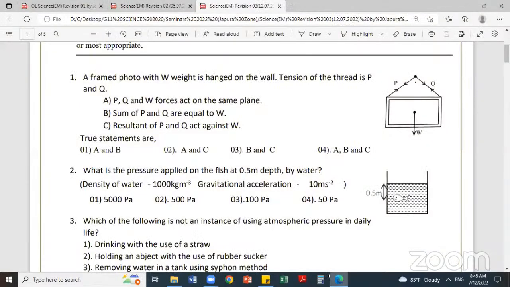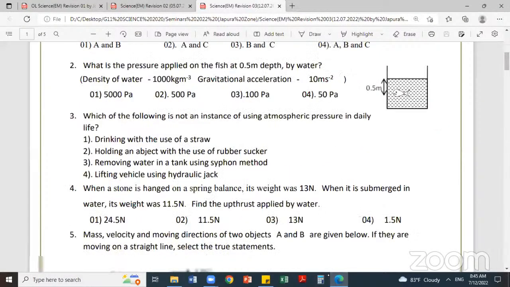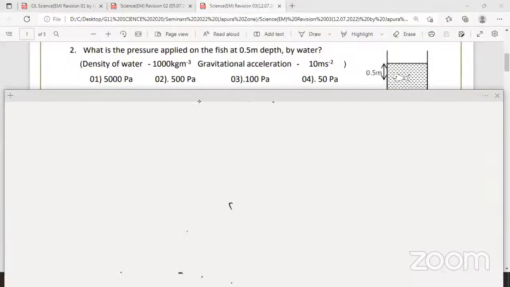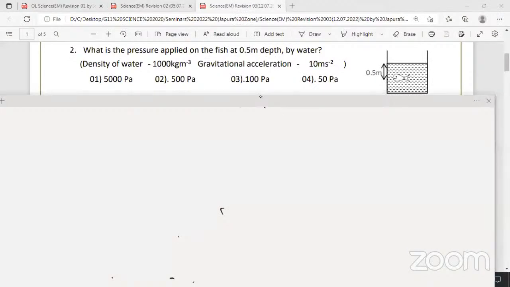Question number 2. What is the pressure applied on the fish at 0.5 meters depth by water? You are given the density and the gravitational acceleration. This is how you do it. I use the white background for the explanation. Look at the screen. When you read the data, the equation should come to your head. The equation is P equals H rho G.